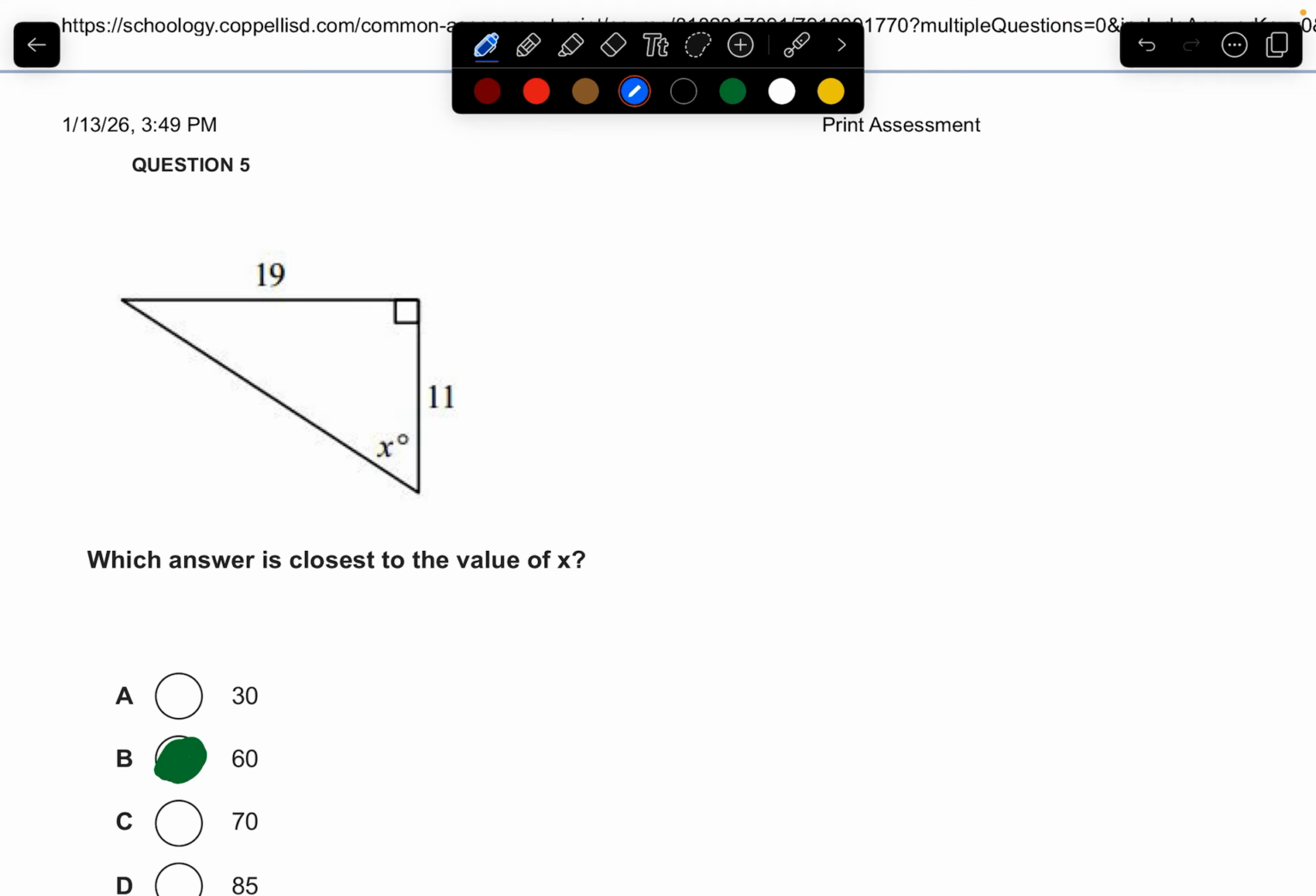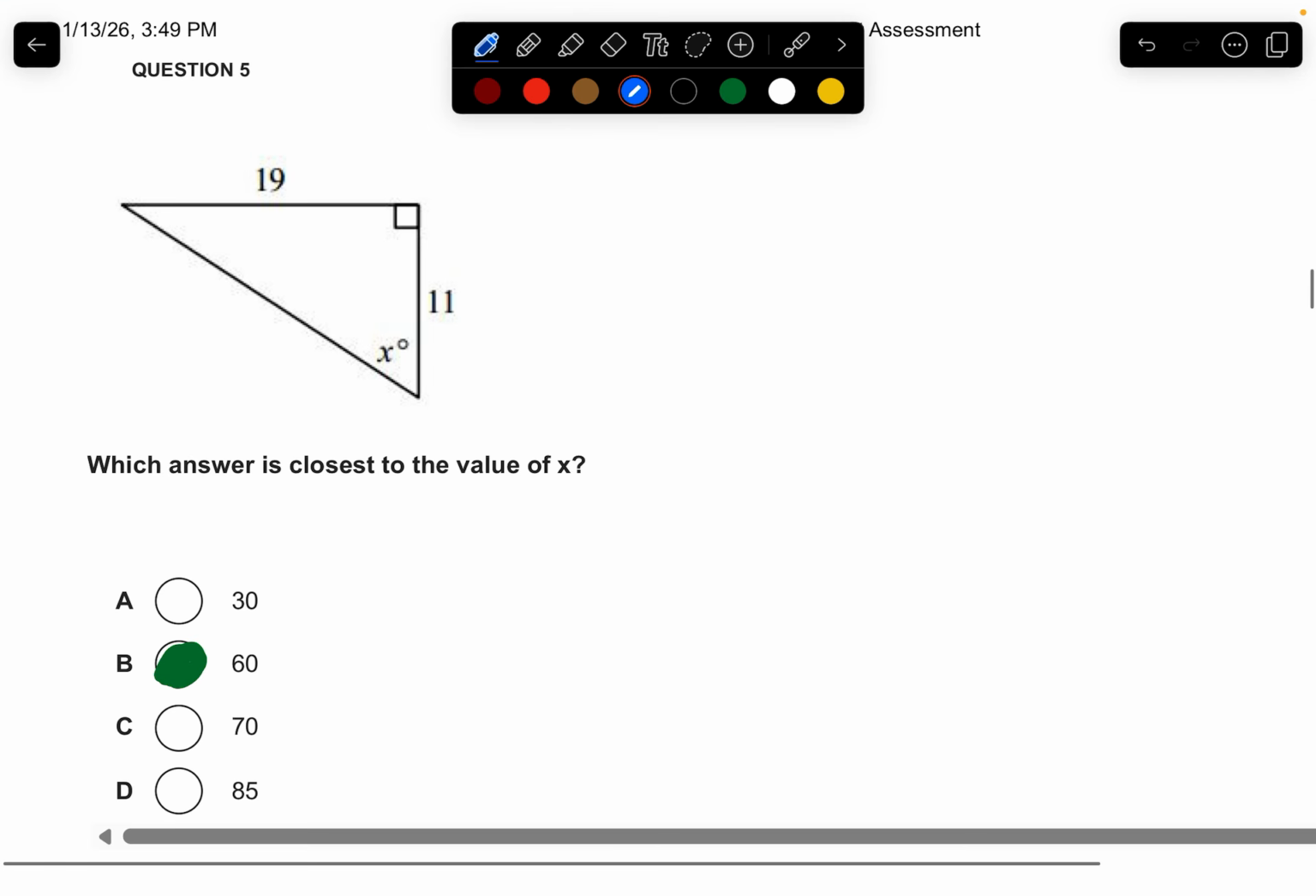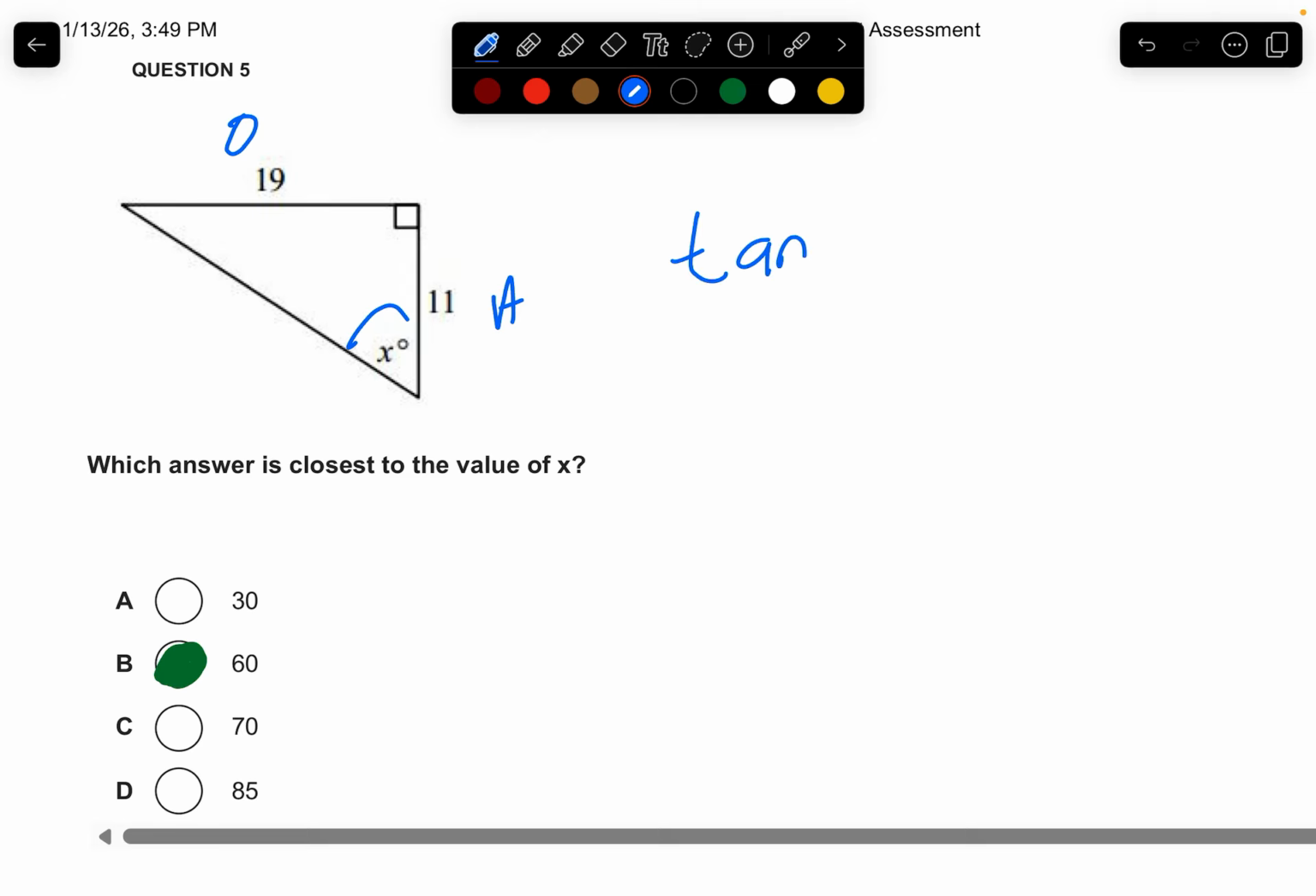Which answer is closest to the value of x? Here's the angle we're working on. This is the opposite side. This is the adjacent side. We just talked about this, guys. That's TOA. So I'm going to skip some of the steps and go straight to the setup. The setup would be the tangent of x equals opposite over adjacent.